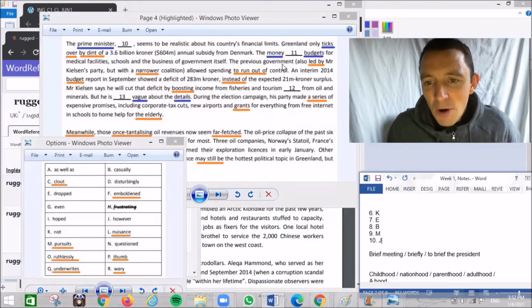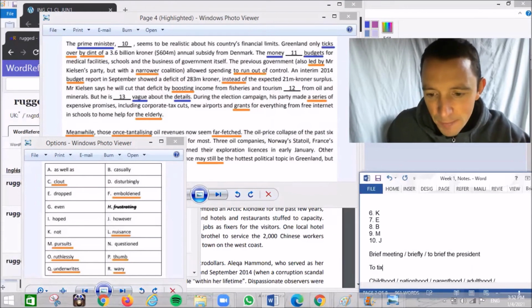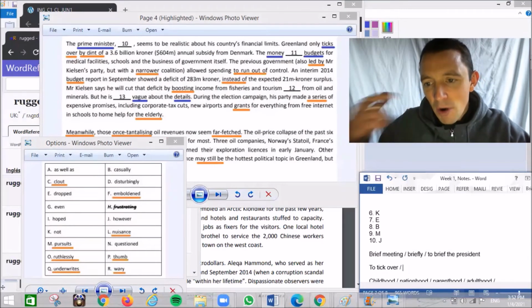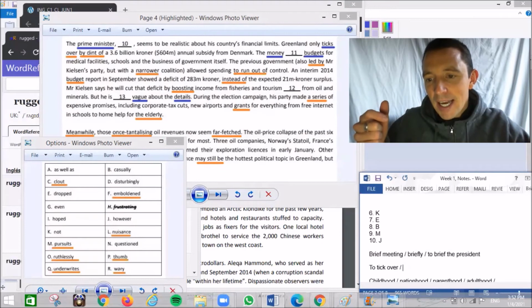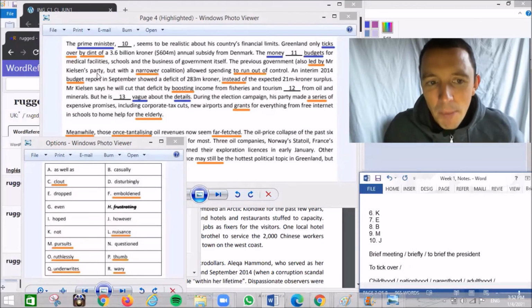Seems prepared to be realistic about his country's financial limits. Greenland only ticks over. That's a phrasal verb, tick over. So I'm going to write here, to tick over is mantener en función. So to tick over is like automatic, to do something just to maintain your function. So not very intense, not nothing, it's in the middle. So something casual, something to maintain the function, okay?